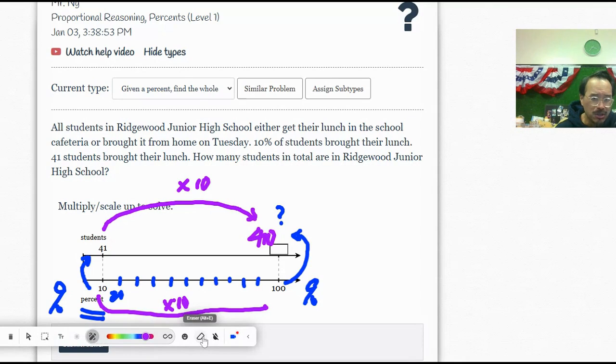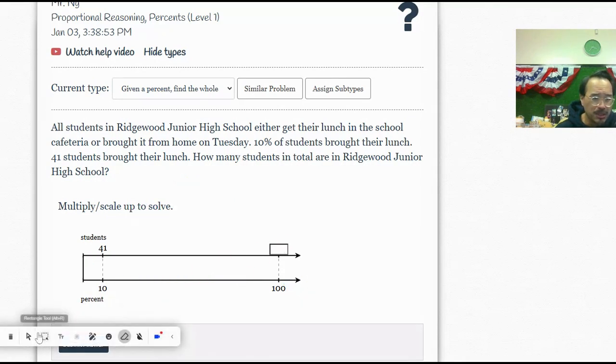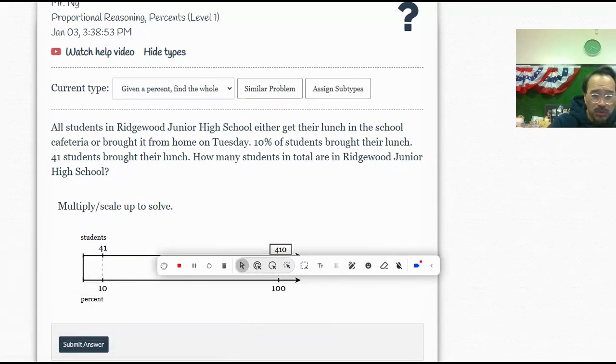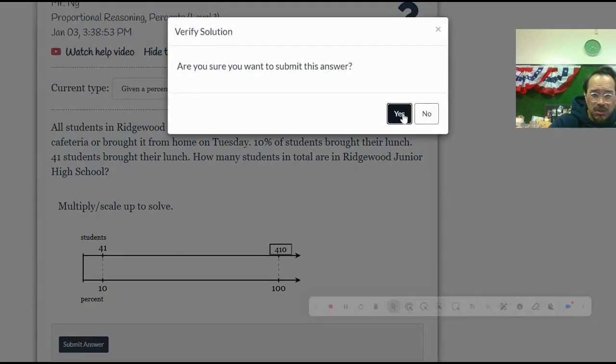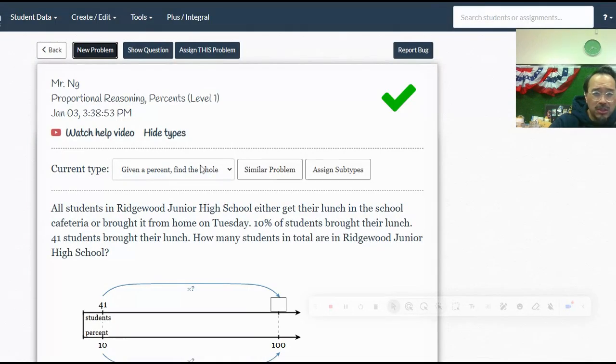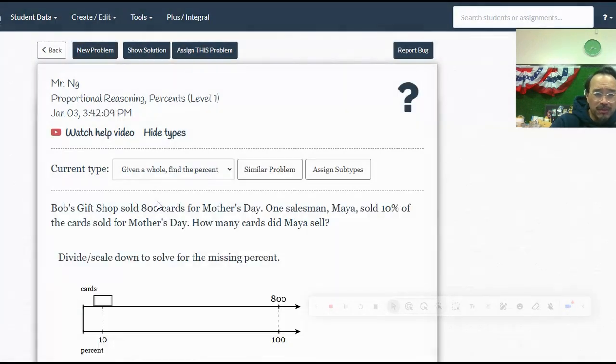I'm going to erase this, clear everything, and put 410 in there. Then we'll check it out, see if we're right. I have to move this somewhere here. Okay, submit the answer. I hope I'm right. Yep. All right, now let's do another one. Let's do a different type of question.